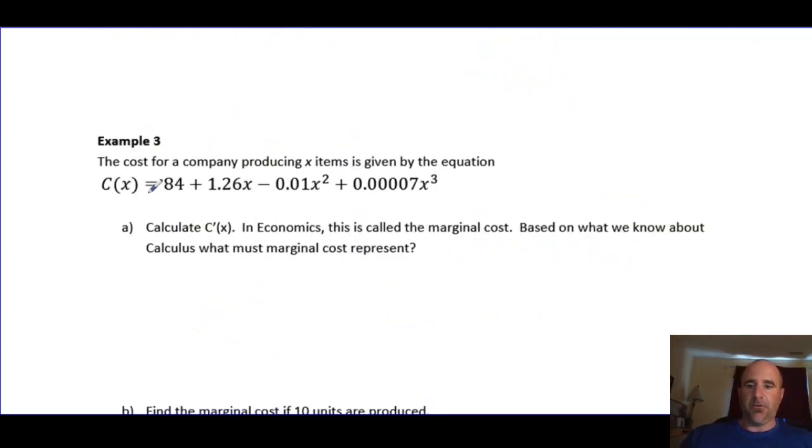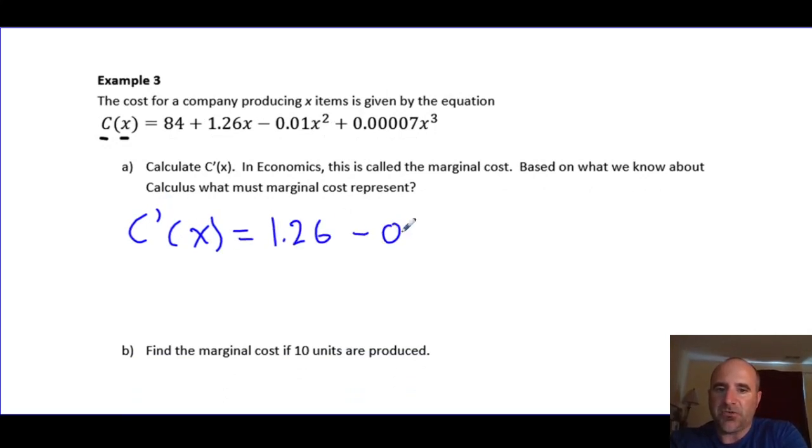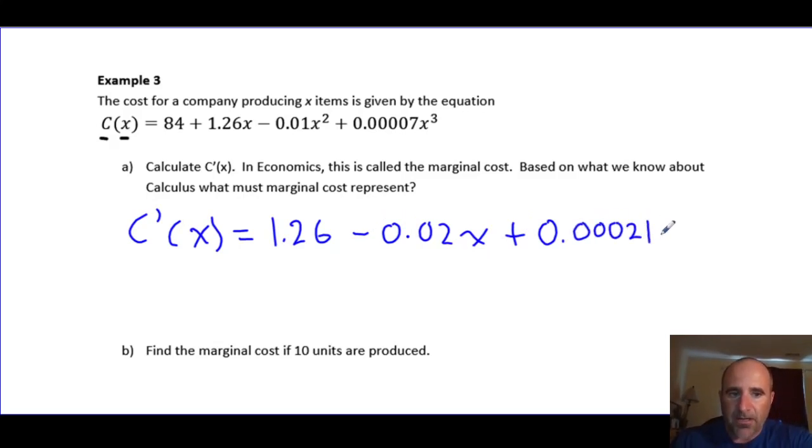Now in this last example, we have an equation where C represents cost and X represents number of items produced. Let's just start with the very first thing we're asked to do, find C prime of X. It's a polynomial function, not too hard to take its derivative. C prime of X will be equal to 1.26 minus 0.02x plus 0.00021x squared. Sorry about all the zeros there. It requires a little bit of work to count those. And there you have it.